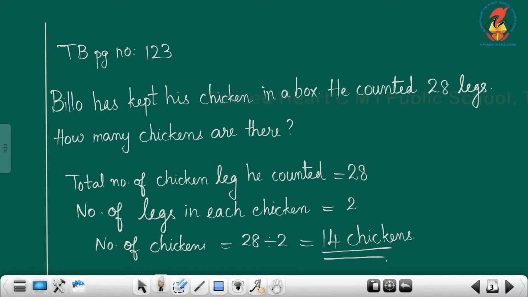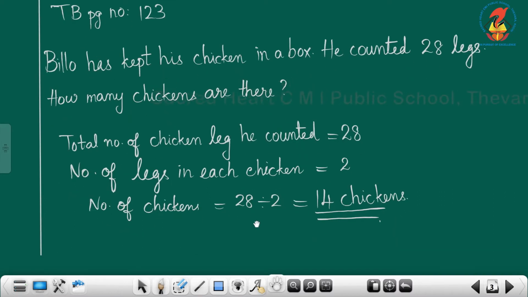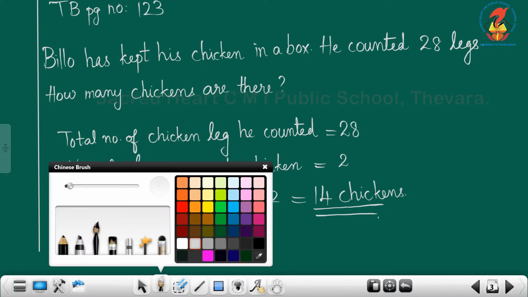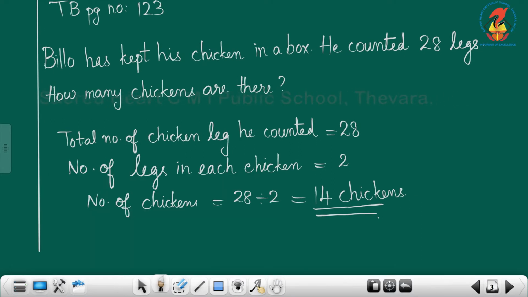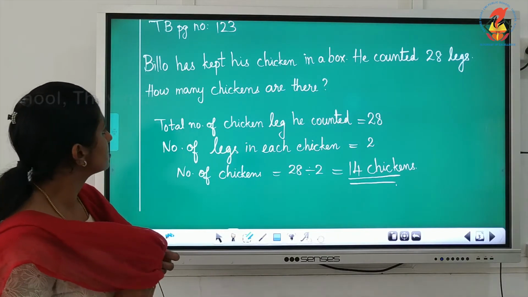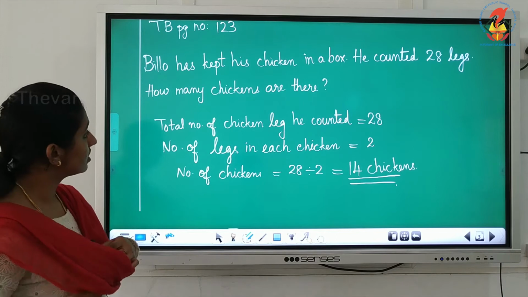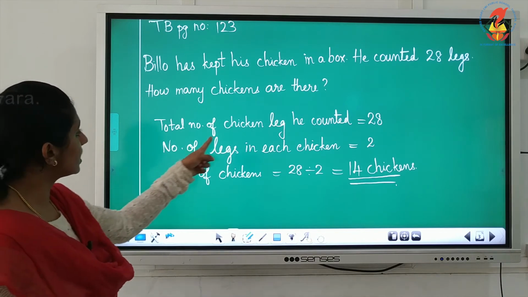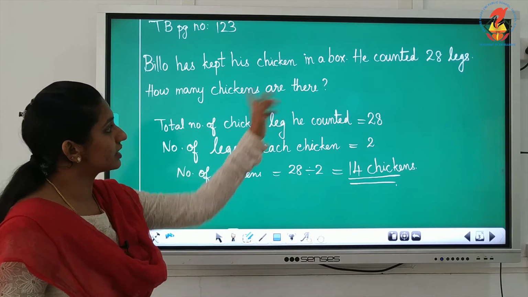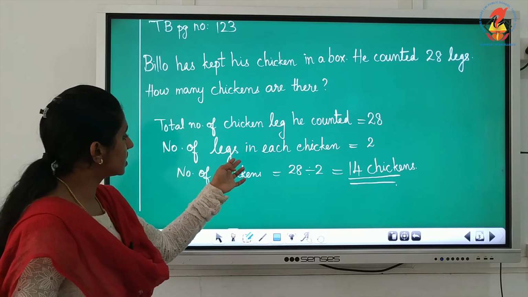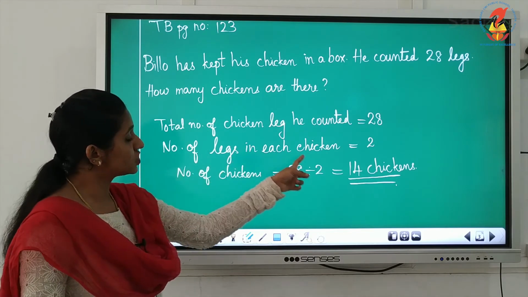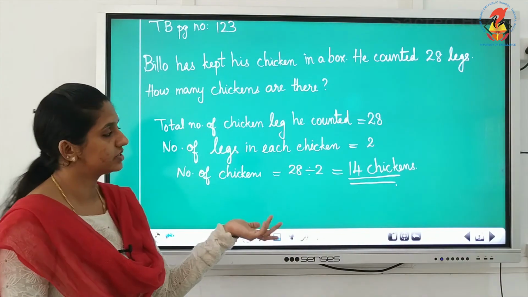Clear? So, Bela has kept his chickens in a box. He counted 28 legs. How many chickens are there? The total number of chicken legs he counted is 28. The number of legs in each chicken, we already know, is 2.